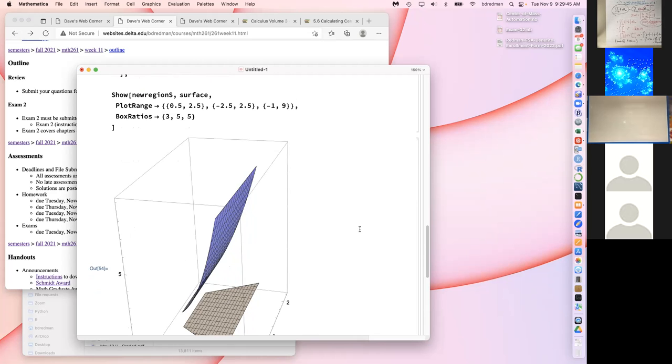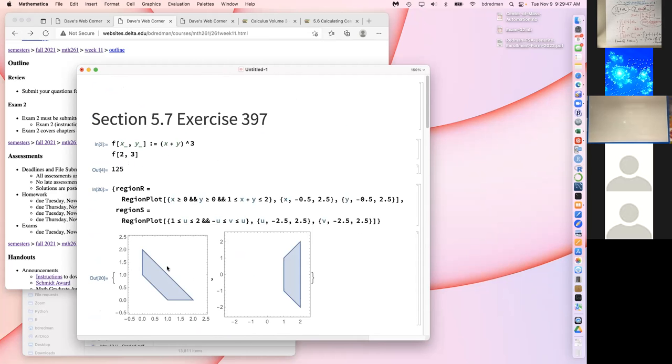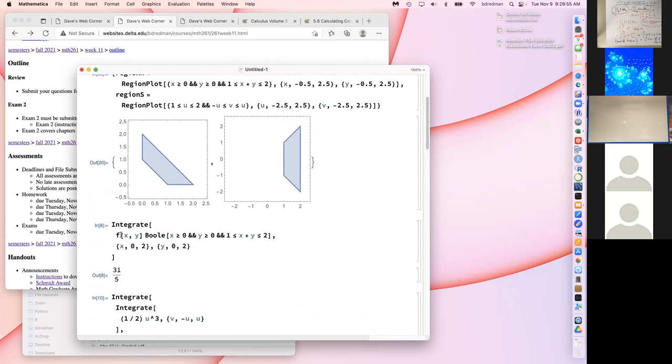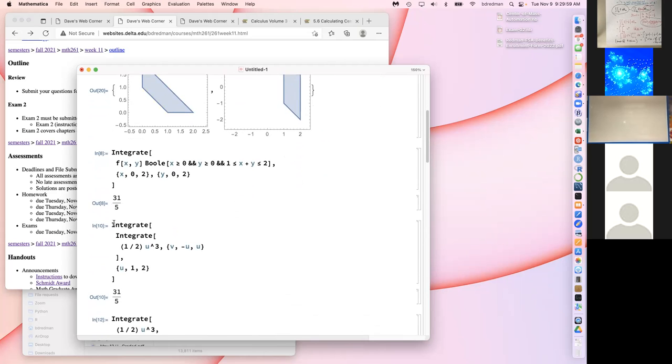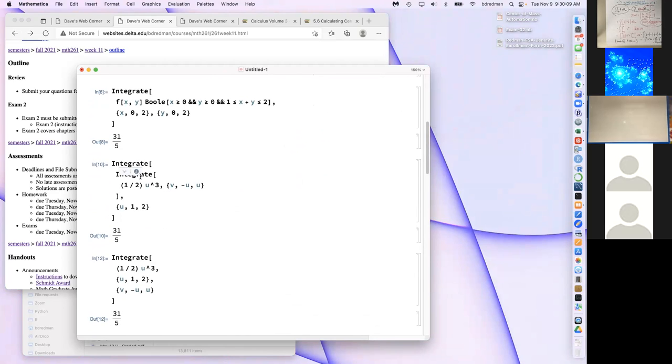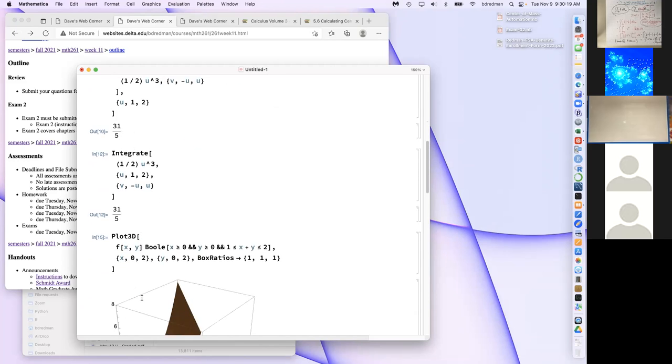Okay, good. So what we did is we see two regions here, show you how to do the region plot, and then show you how to integrate in the bad region directly using this bool command, and then show you what the good integrate looks like. Pay attention to the difference between integrate executing a double integral and integrate executing a multiple integral, because the limits may be in an order different than you expect. And I get the same 31 out of 5 each time.